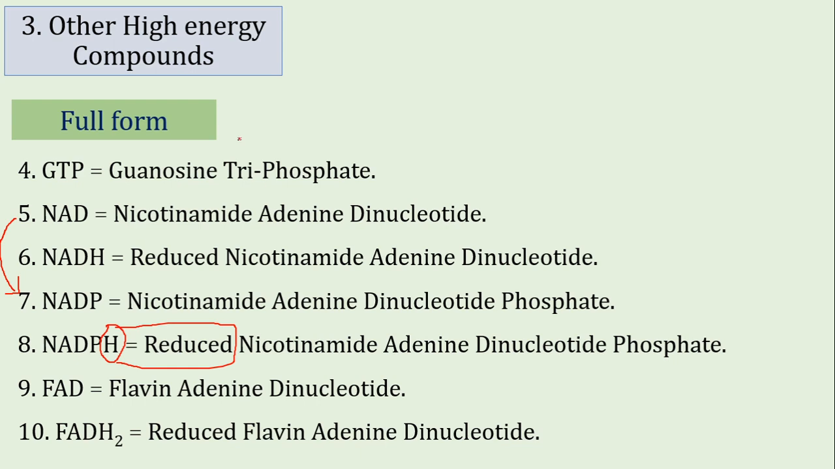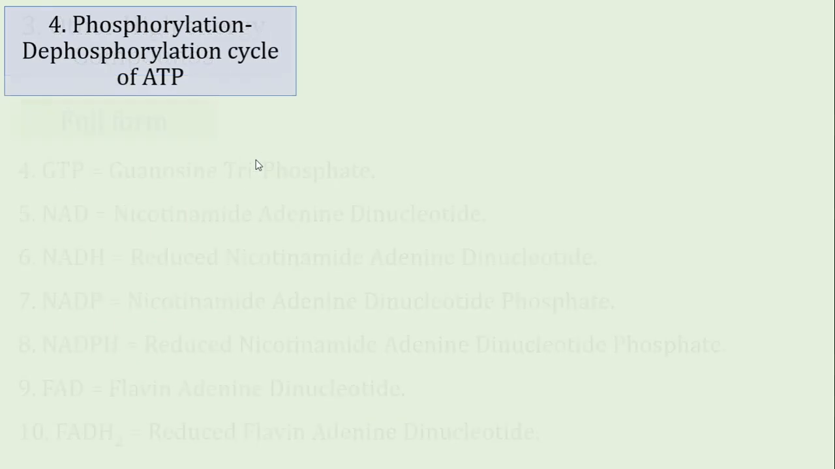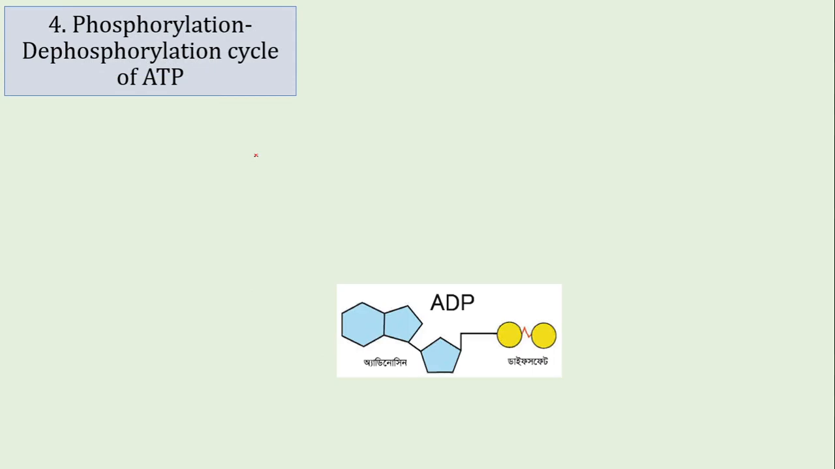So these chemicals are high energy compounds, but not the main high energy compound. The main high energy compound is ATP. Now we will understand the phosphorylation and dephosphorylation cycle of ATP. In a living cell, either a plant or animal cell, there is a chemical found called ADP, adenosine diphosphate.